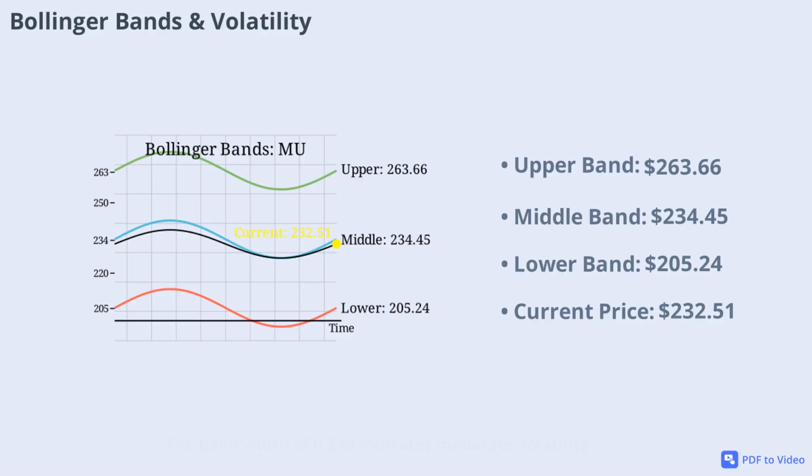The band width of 0.249 indicates moderate volatility. When prices approach the upper or lower bands, it often signals potential reversals or breakouts. Let's see how MU's recent price action interacts with these volatility bands.